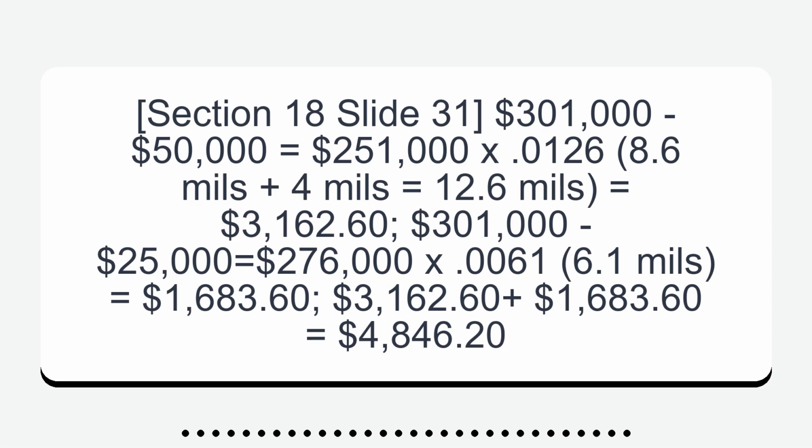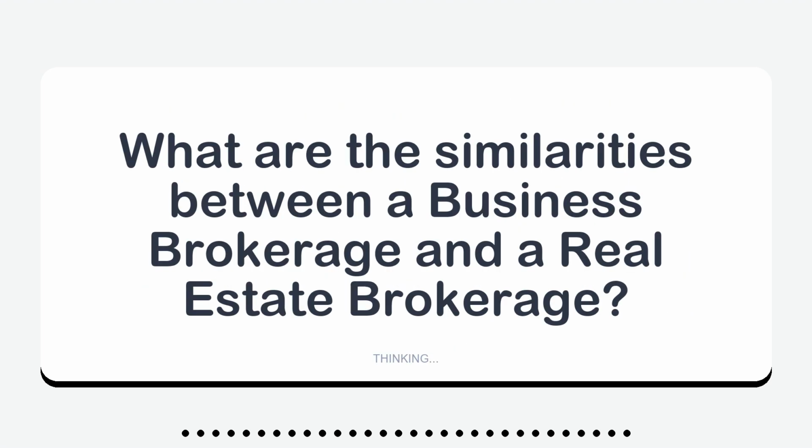Section 18 Slide 31: $301,000 minus $50,000 equals $251,000 x .0126 (8.6 mils plus 4 mils equals 12.6 mils) equals $3,162.60. $301,000 minus $25,000 equals $276,000 x .0061 (6.1 mils) equals $1,683.60. $3,162.60 plus $1,683.60 equals $4,846.20.